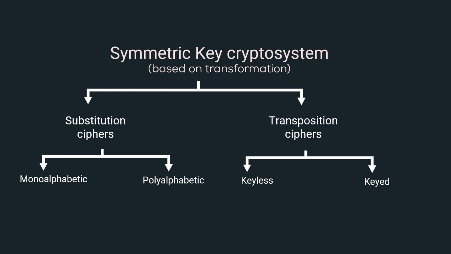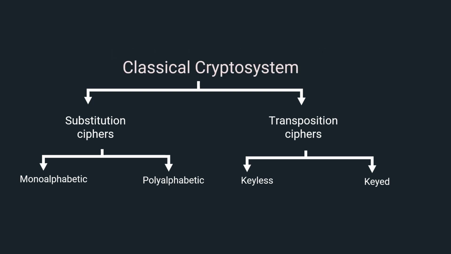Such cryptosystems where only one of the two transformations is used are called classical cryptosystems. These are the earliest cryptosystems used, which lay a good foundation for understanding the modern ciphers. In the next videos, we will understand in depth about all the classical cryptosystems.